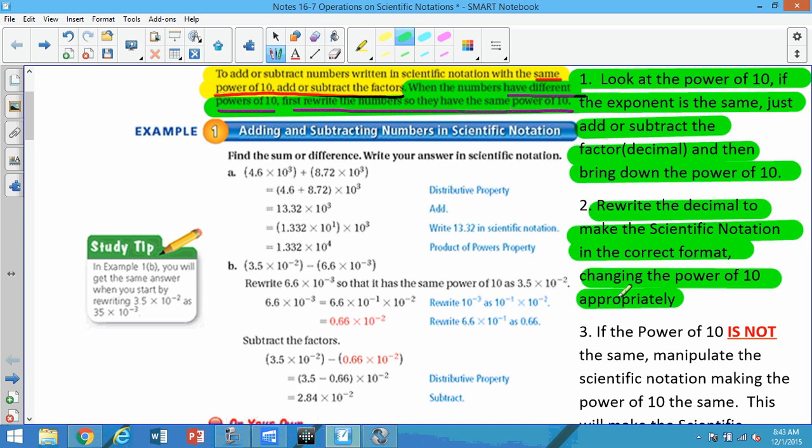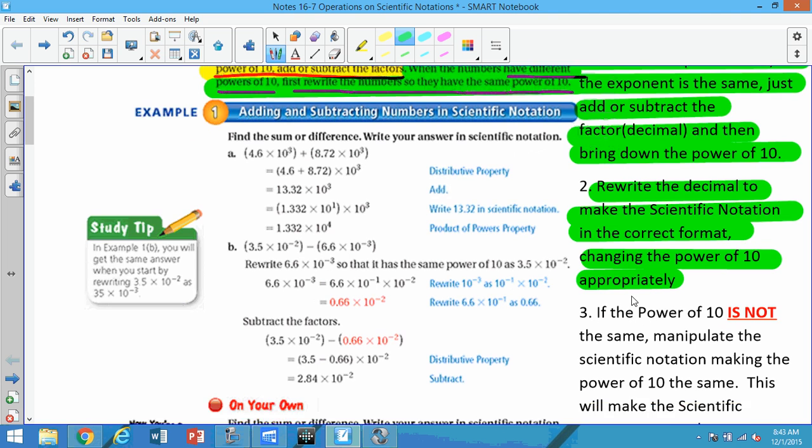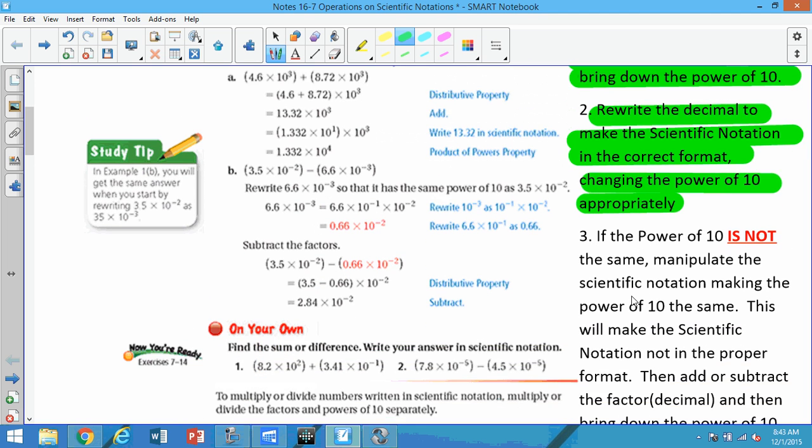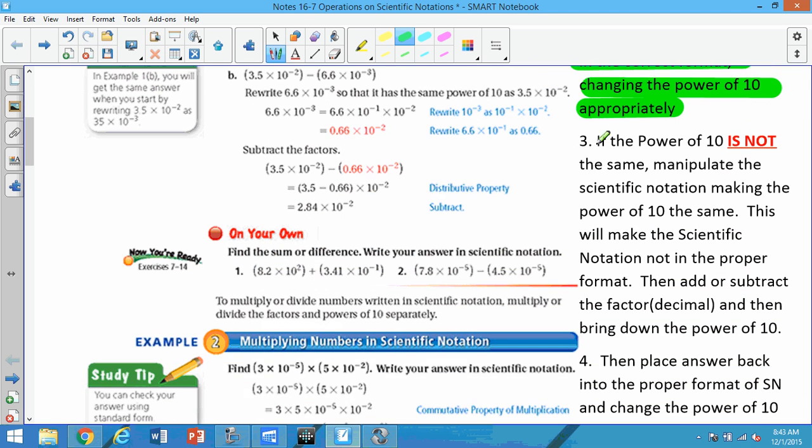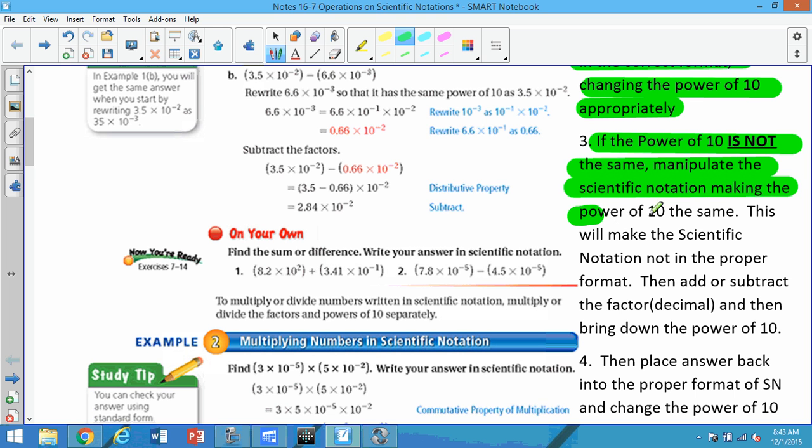Now, that can be easy if it's positive exponents. It can be confusing if it's negative exponents. Even I, when working out these problems, got a little confused, so it's important that you really pay attention when it's negative exponents, because that's where you'll probably make your errors. Now, if the power of 10 is not the same, you're going to manipulate the scientific notation, making the power of 10 the same. So there's an extra step there.